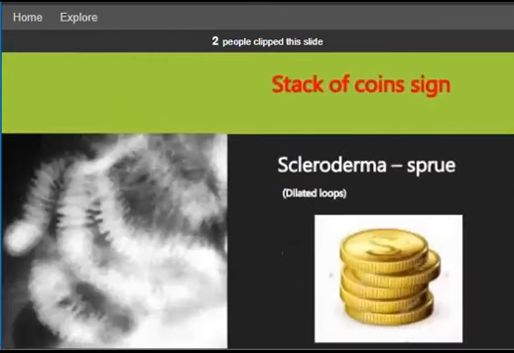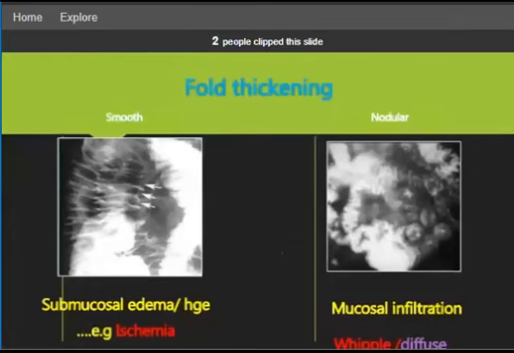Stack of coins, scleroderma, you remember it? Fold thickening, submucosal edema or hemorrhage, and it has a good differential, you remember it? Either smooth or nodular, right?